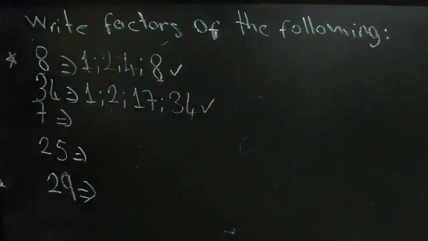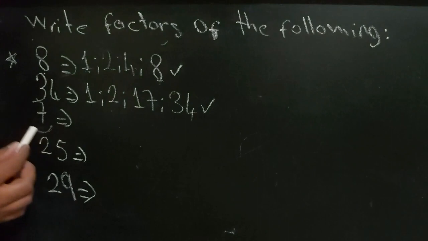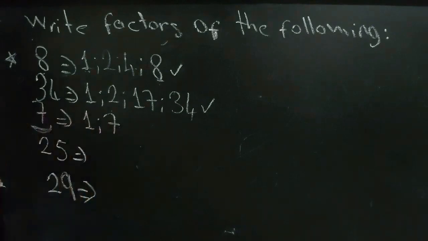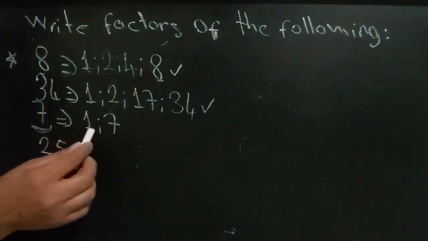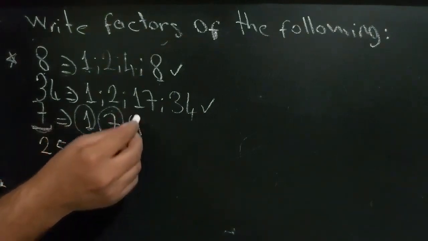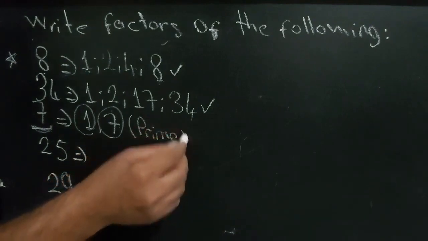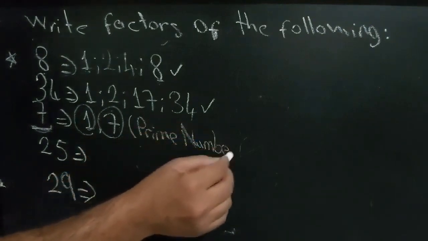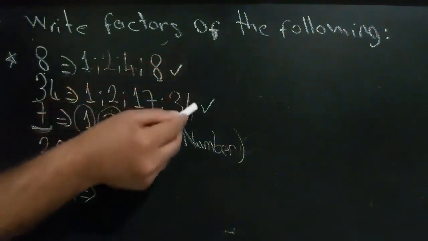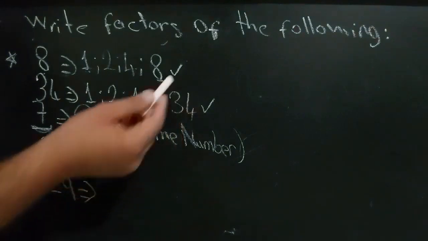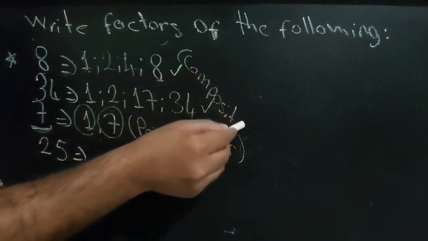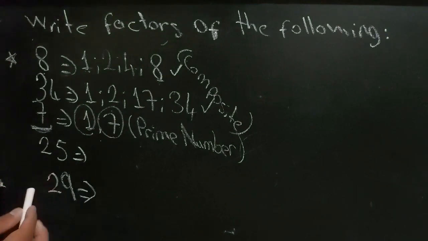Alright, so for this number 7, you will have just 1 and 7. When you have just 1 and 7 as the factors of any number, we call this one a prime number. This other one is a composite number. When you have more than 2 factors, they are composite numbers.